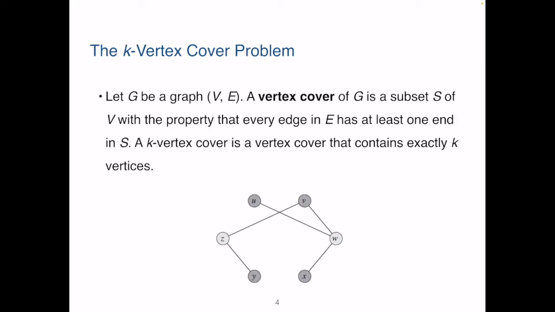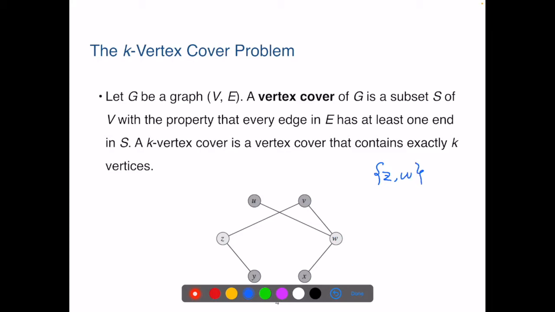Now we show the proof of another NP-complete problem, the k-vertex cover problem. We will reduce the k-clique problem to this one and show how a reduction can be constructed between two problems that are in the same domain. The word cover means that a subset of vertices S covers all the edges in the graph G. In this example here, we know that vertices Z and W are a two-vertex cover because they are attached to every single edge in this graph.